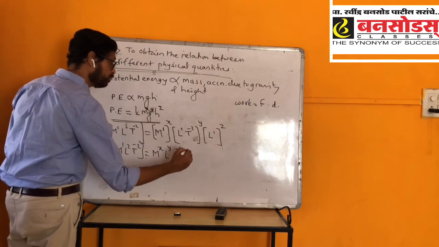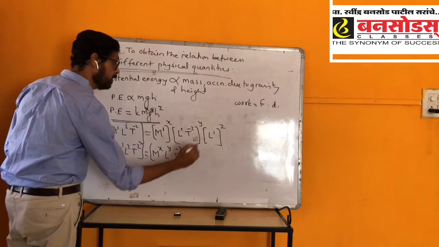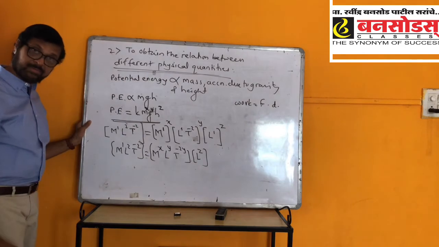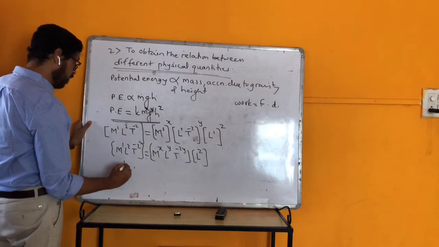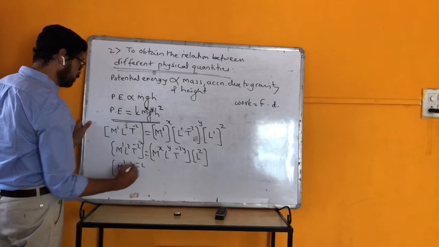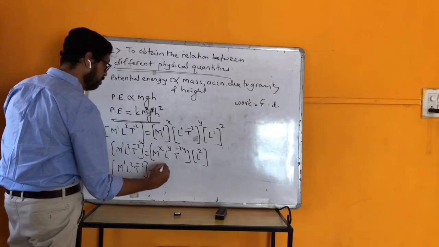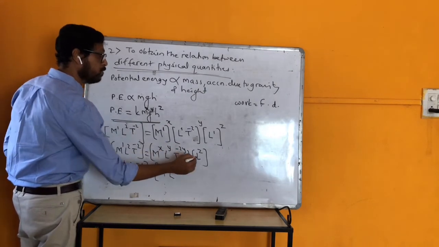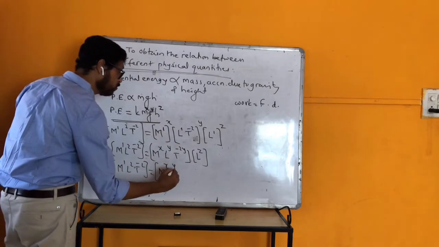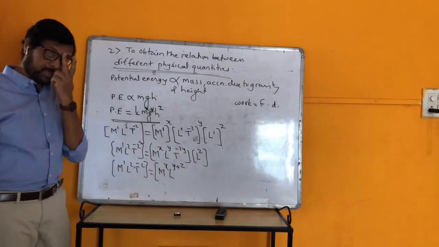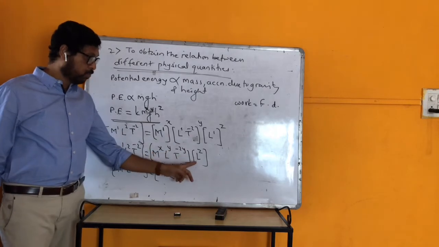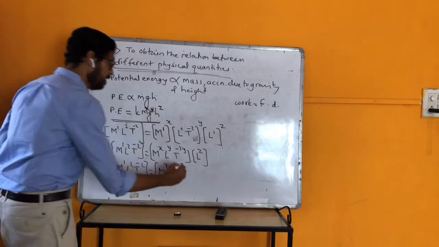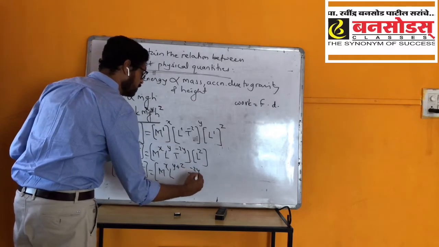and into L raised to what? 1 into z, that is L^z. So M^1 L^2 T^-2 will be equal to M^x, L^y into L^z will be L^(y+z). Agreed? A^m into A^n is equal to A^(m+n). So it will be L^(y+z) and into T^(-2y).